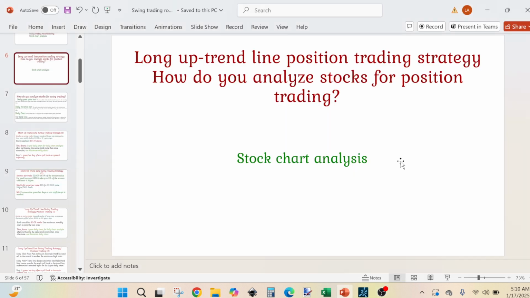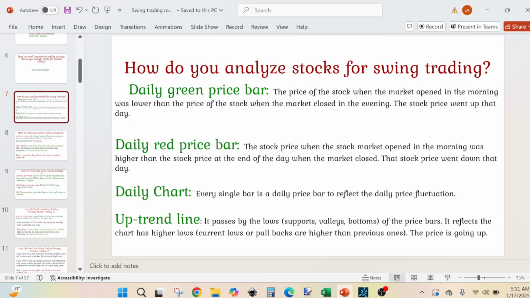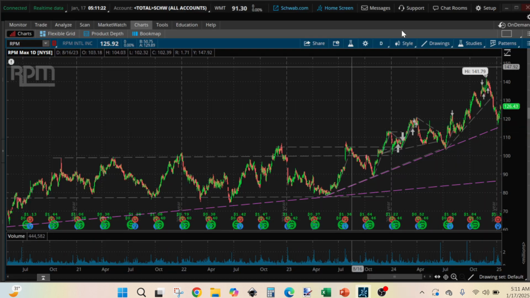Hello, how do you analyze stocks for position trading using the long uptrend line position trading strategy? It is our swing trading strategy that we used last year, but we are going to use a long uptrend line as our entry point. That's why I'm changing it from swing trading to position trading, because we are going to hold it longer than what we did last year.